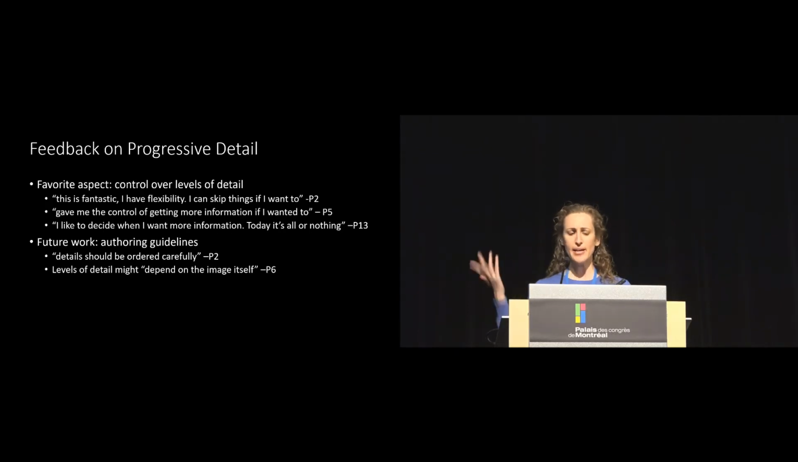But I just wanted to highlight at a high level some of the participants' feedback on the techniques. So for example, with the progressive detail technique, participants' favorite aspect was the control it gave them over the amount of information they got about an image. Participants said things like, "This is fantastic, I have the flexibility to skip things if I want to," or "This gave me control of getting more information when I wanted it," and "I like to decide when I want more information. Today it's all or nothing."